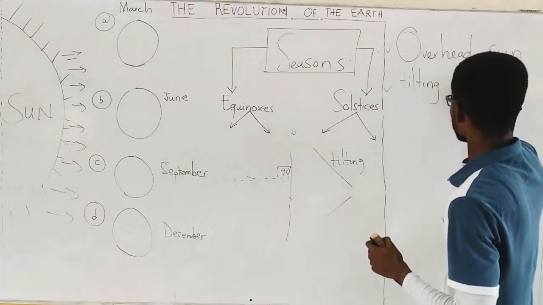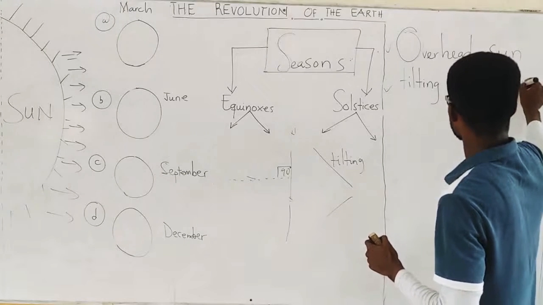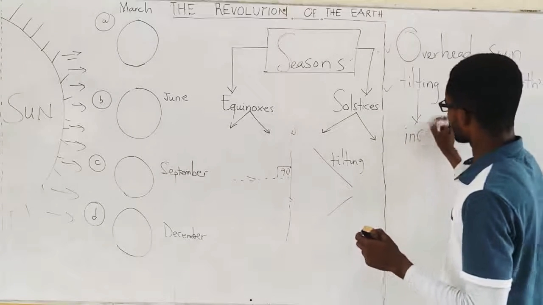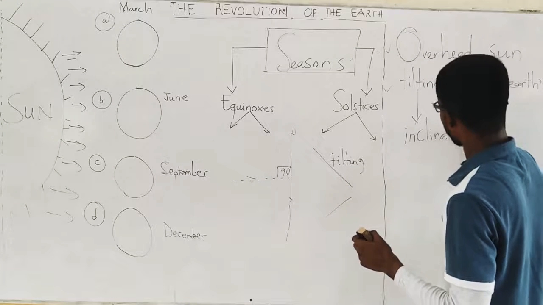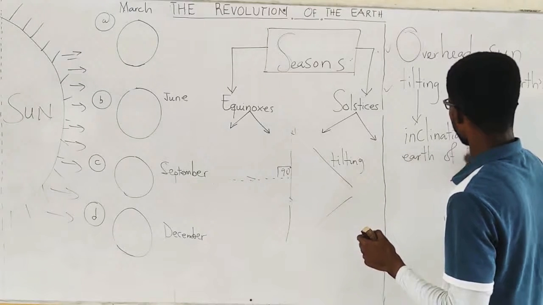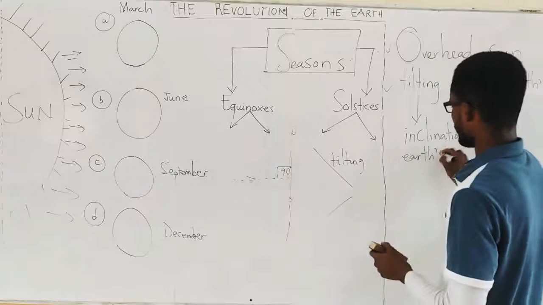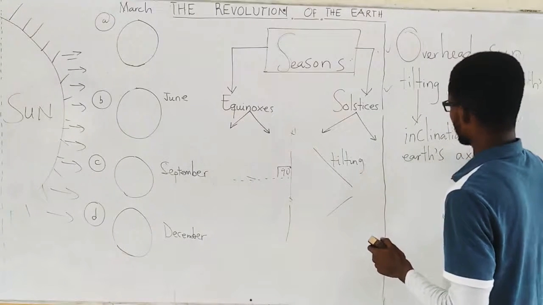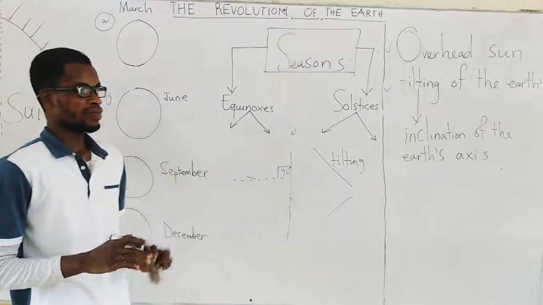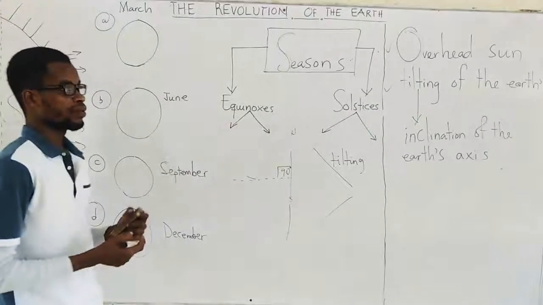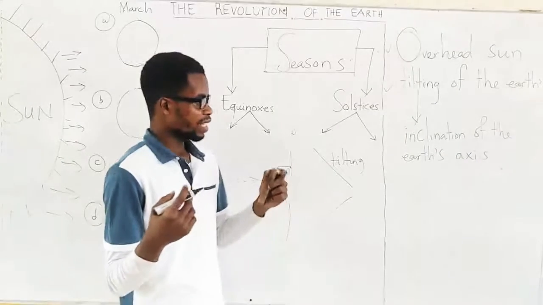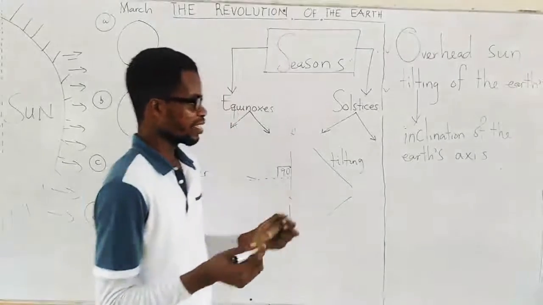Let's take note of that. Tilting of the earth axis is also known as the inclination of the earth axis. So we understand overhead sun, because I'm going to be using these words to explain what actually happens during the year, on the period of the year.